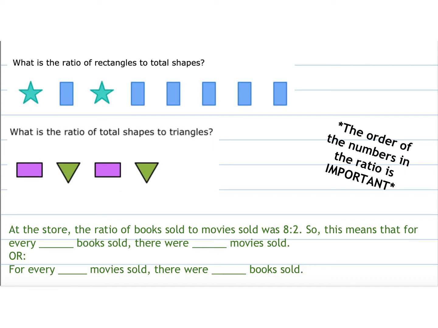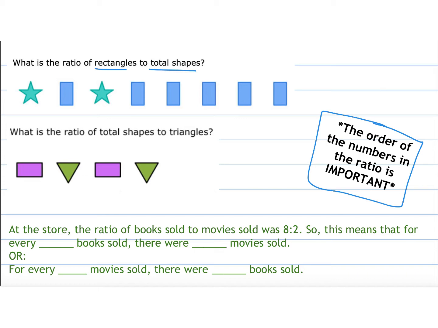So now we're going to look at writing the ratios. The first one here says, what is the ratio of rectangles to total shapes? So in this picture, when we're writing the ratios, the order is very important. Based on how the question asked, that's the order that we write our ratio in. Because this says rectangles to total shapes, that means when we write our ratio, rectangles should be first, total shapes next.